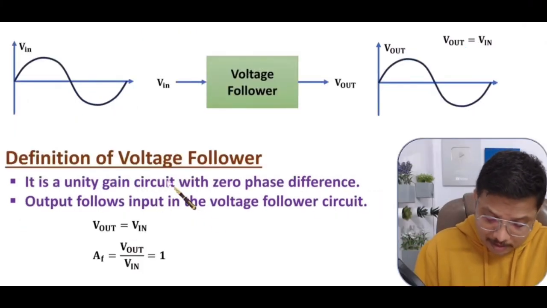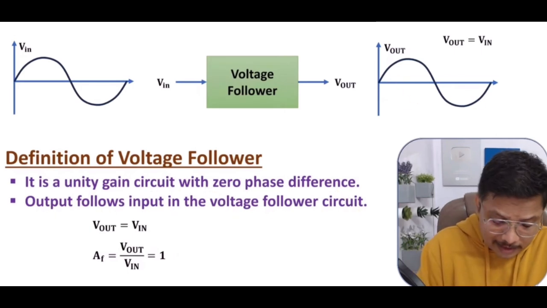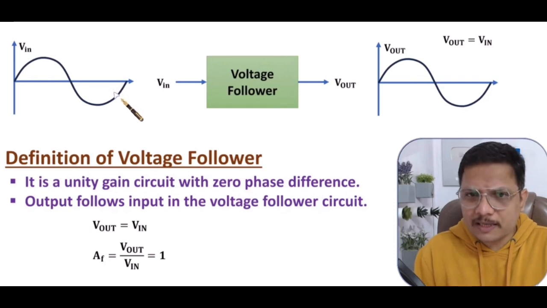So unity gain circuit means what? Gain is output by input. As output and input both are equal, gain is 1. So you can say it is a unity gain circuit, and it is having zero phase difference. You can observe here, output and input both are having the same phase. If both are having the same phase, then you can say phase difference is 0.